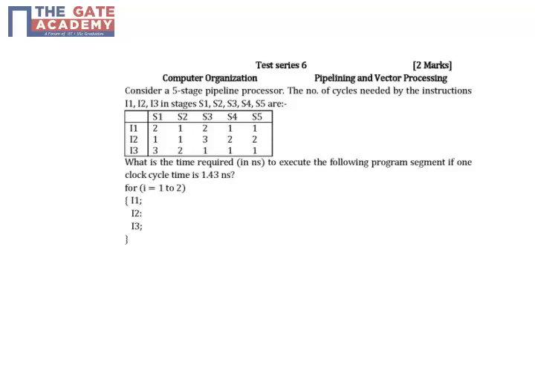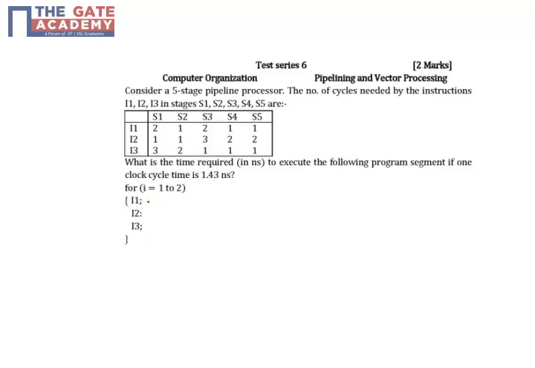The given question is from pipelining. In the question, they have given 3 instructions, I1, I2, I3, and these 3 instructions are executed in 5 different segments: S1, S2, S3, S4, S5 stages. The segment delays for each instruction have been given separately. Now if the clock cycle time is 1.43 nanoseconds, they have asked what will be the total time to execute this particular loop.